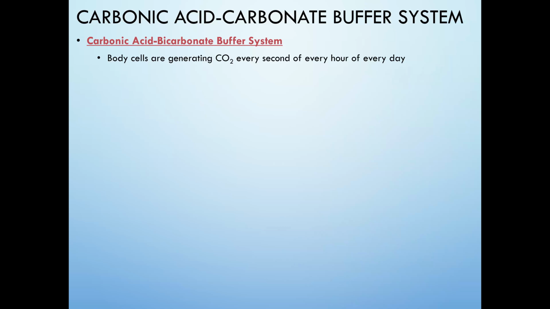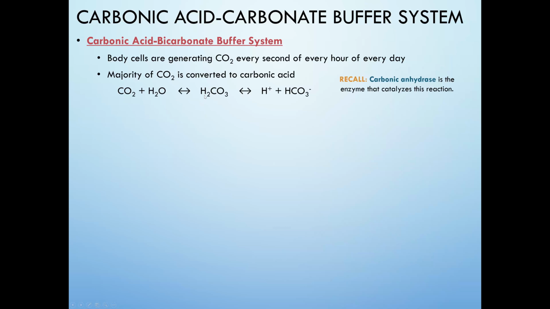So here's this familiar equation again. Carbon dioxide and water combine to make carbonic acid. This reaction is catalyzed by the enzyme called carbonic anhydrase, and then the carbonic acid dissociates into hydrogen ions and bicarbonate ions. So a change in concentration of any component of this reaction can shift the direction of the reaction. You can shift it in one way to take away hydrogen ions and shift it in the other way to add hydrogen ions, which is what makes it a buffer system.